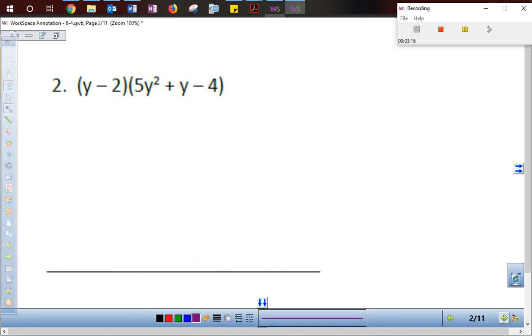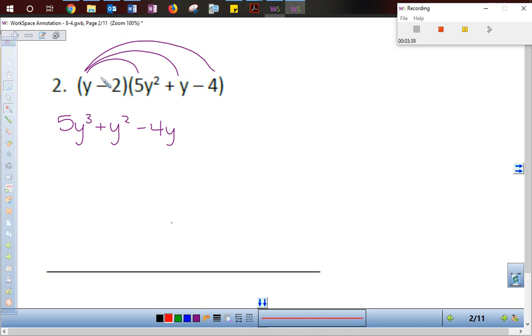Let's try it again on number 2. Again, I have a binomial being multiplied by a trinomial. So I need to start by distributing this first term throughout my polynomial. So y times 5y squared is going to give me 5y to the third. Y times y gives me y squared, and y times negative 4 gives me negative 4y.